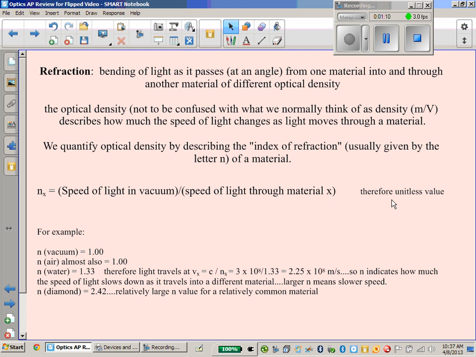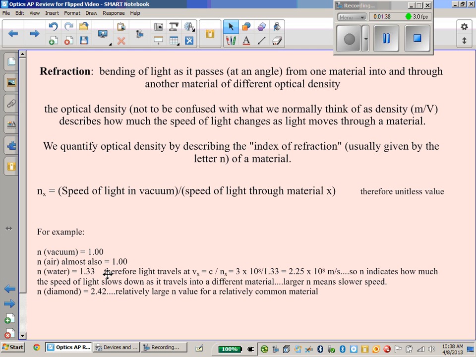A couple important things. First of all, it's dimensionless, because we're talking about the speed of light in vacuum or the speed of light through materials, so those obviously cancel. It's a unitless quantity. And notice that the speed of light in vacuum is always the maximum number, so this value of index of refraction is always greater than or equal to 1. So for example, obviously the index of refraction in vacuum would be 1. Air doesn't slow light down significantly, so the index of refraction of air is about 1.